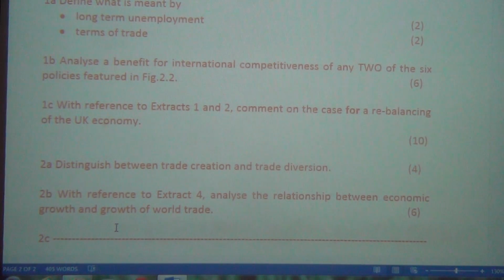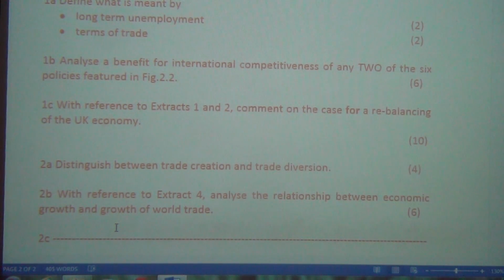1B, analyse a benefit for international competitiveness of any two of the 6 policies featured in figure 2.2 for 6 marks. With reference to extracts 1 and 2, comment on the case for a rebalancing of the UK economy for 10. Question 2, distinguish between trade creation and trade diversion.